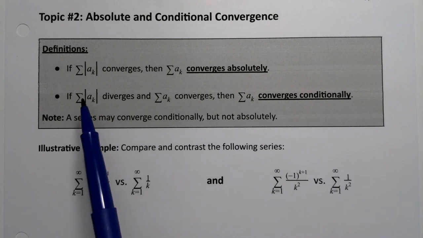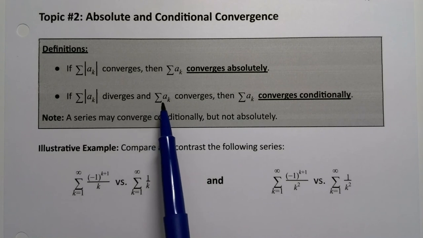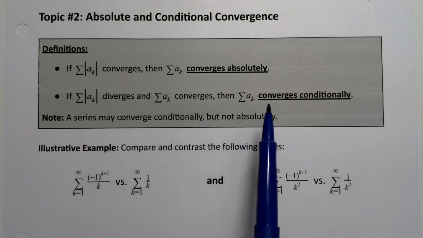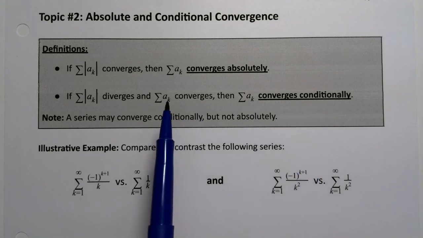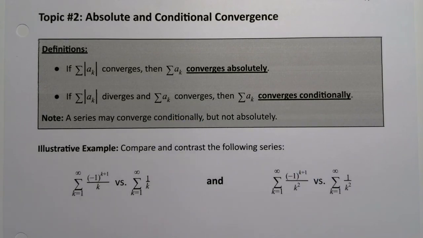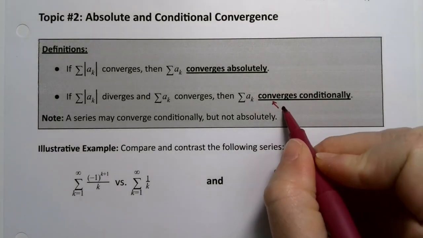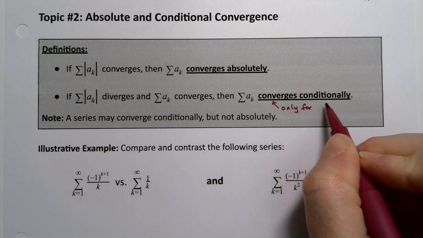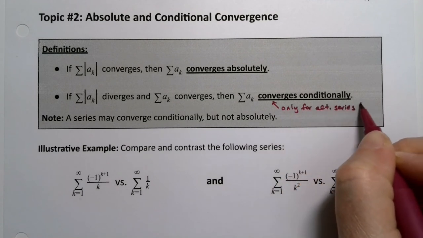If, however, when we take the absolute value and we sum them, that diverges, but then we take the regular sum and that converges, then we say that it is converging conditionally. This only occurs with alternating series. So we'll make a little note, right? This bit, converging conditionally, is only for alternating series or series with mixed signs.